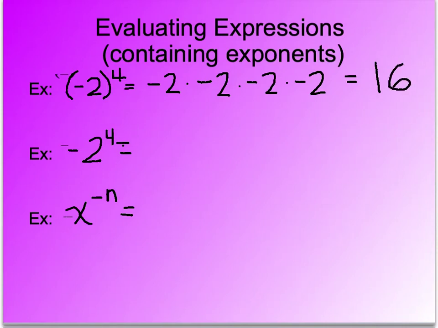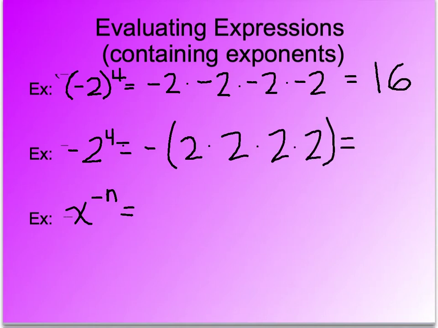The second example, negative 2 to the fourth power, doesn't have the parentheses. And we would write it in this way: the negative, and then we would have four 2's, not negative 2's. And when we work this problem out, the inside gives us a positive 16, but the negative on the outside makes our entire answer a negative 16.